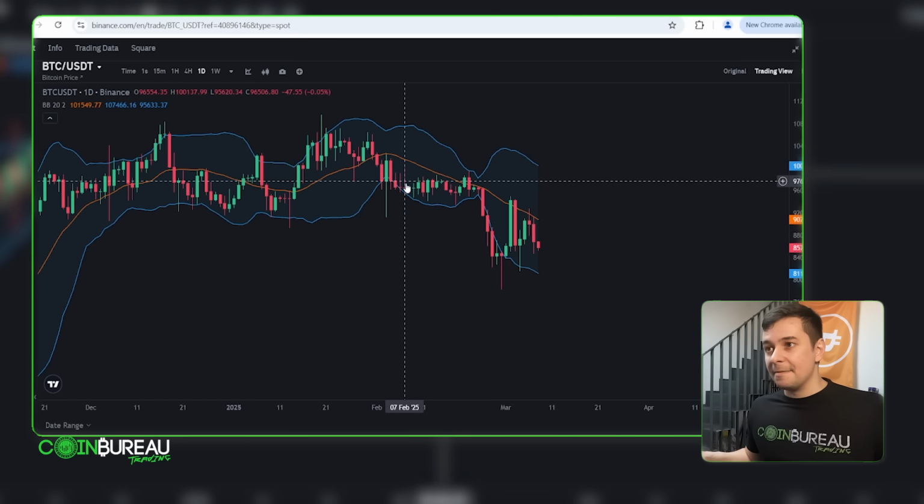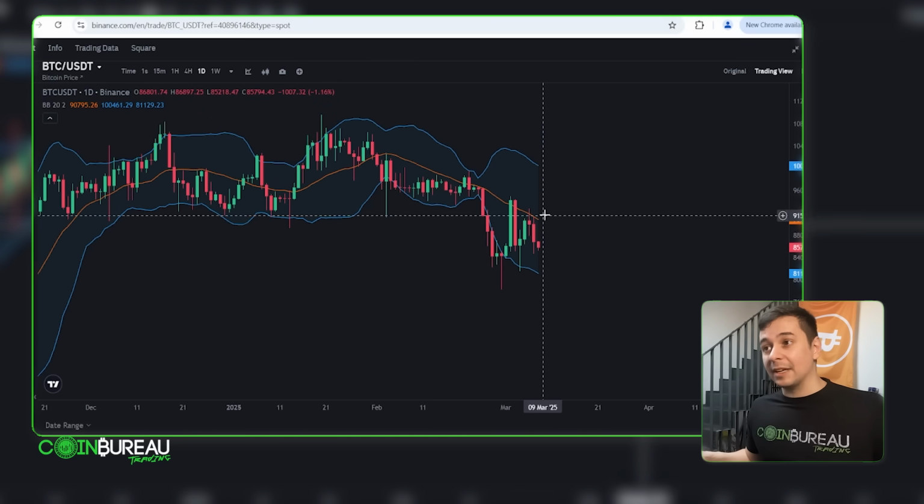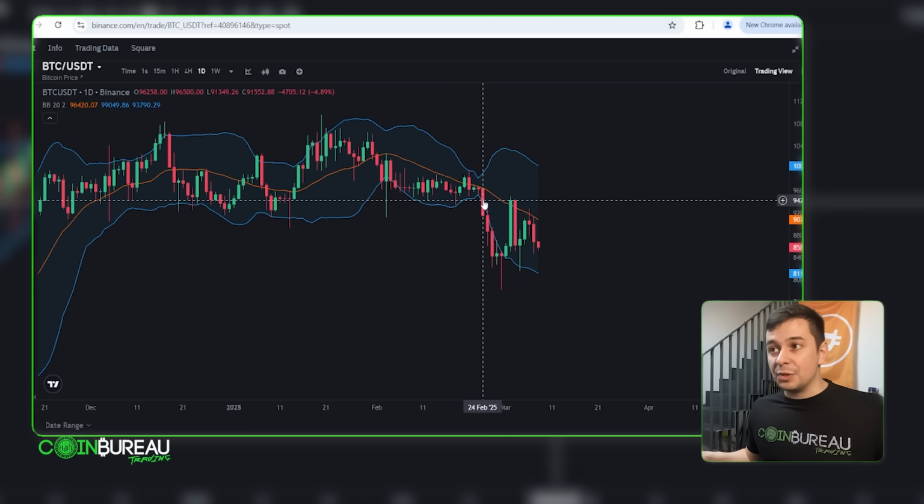This is on the daily again. But ever since that time, it's struggled to get back above. And every single time it gets to that level, it gets rejected and it keeps falling, which is, again, very useful. And if you're just doing support and resistance, you'll find similar levels.